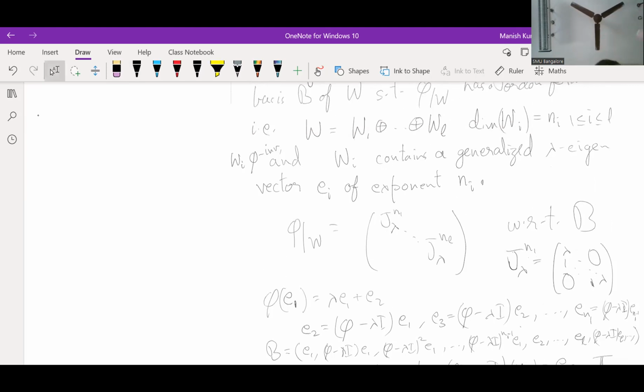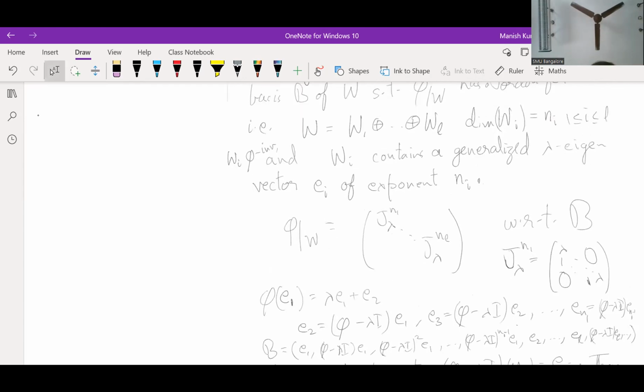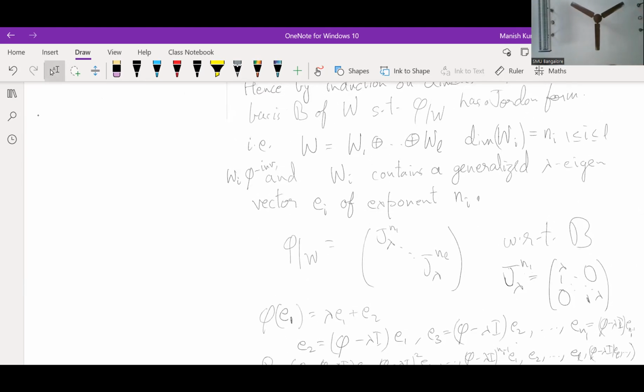So W1 is generated by the first n1 elements. W2 is generated by the second n2 elements. W3 is generated by the third n3 elements, and so on. And WL is generated by the last nl elements. Okay, and EIs are as defined. So this statement is what I have explained to you right now: how you get this decomposition of W using the Jordan form.